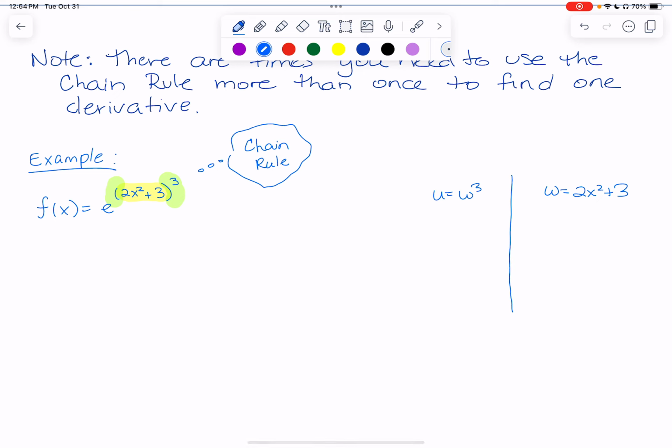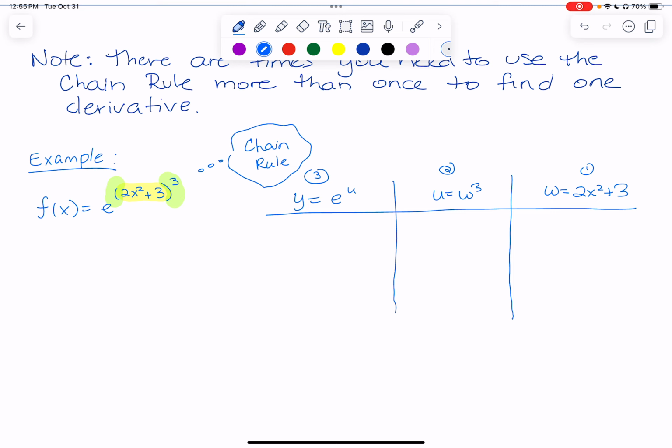So now I've got two functions going on, and I have one last one. I need to take all of that, put it in the exponent, and take e to that u. So my y function is going to be e to the u. See how they're lined up in the order that I would do them? I would have done this one first if I was evaluating, this one second, and this one third and last. So let's take a look at my derivatives. I'm going to work back across from 3 down to 1.